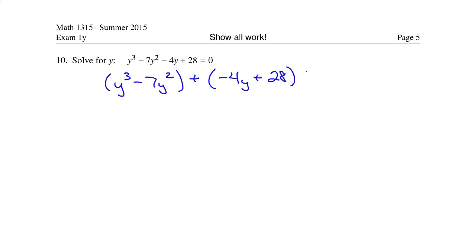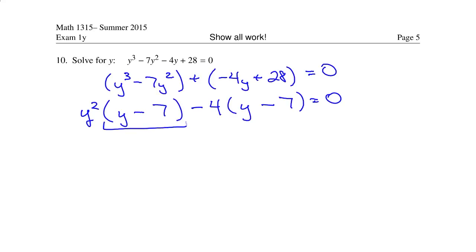Question 10. Solve for y. Well, this one looks like a problem that we would use grouping on. So I'm going to go ahead and group it into 2 parts. And then I'm going to see what I can factor from the first part and what I can factor from the second part. From the first part, y squared factors. That leaves me with y squared times y minus 7. From the second part, I can factor out negative 4. And that leaves me with y minus 7 equals 0.